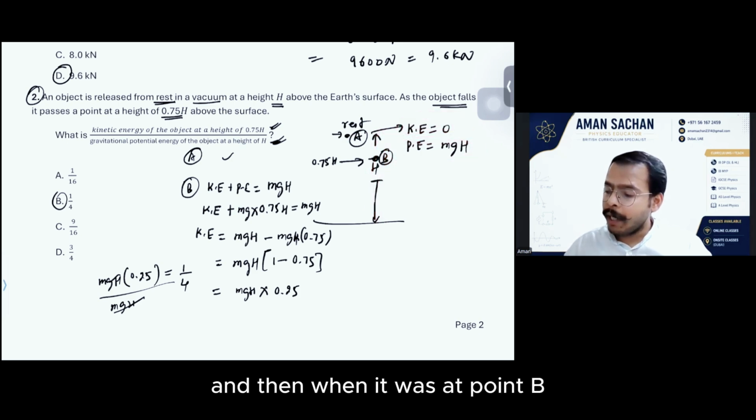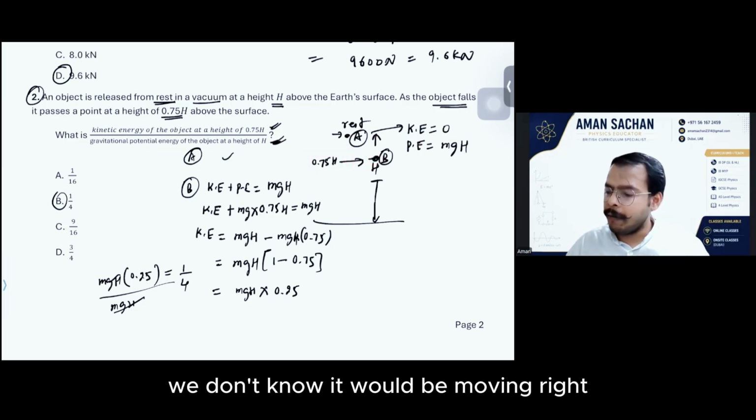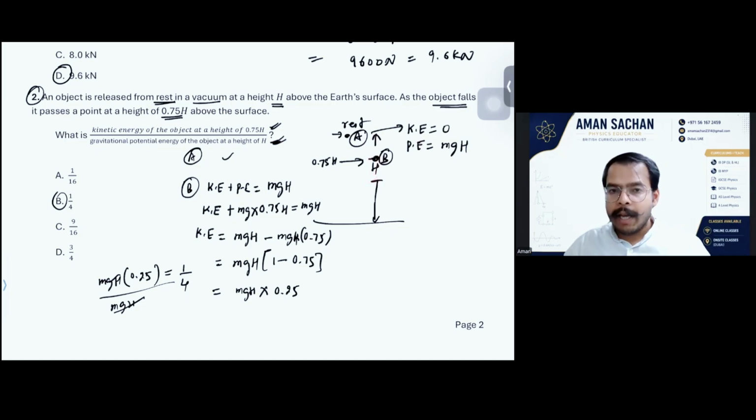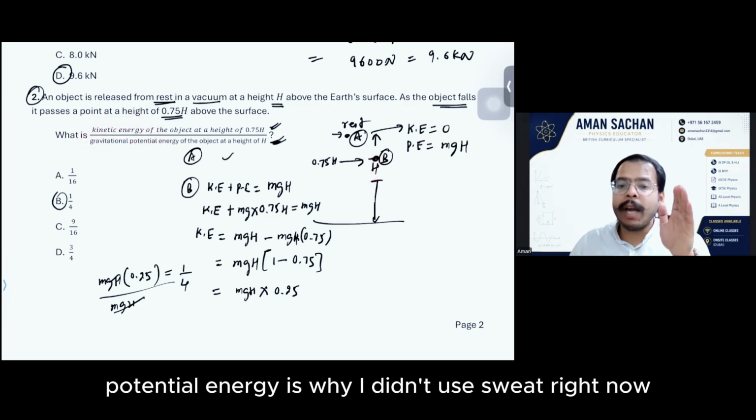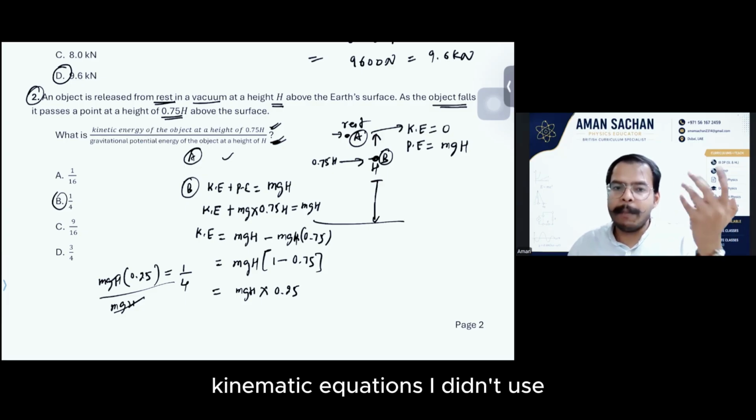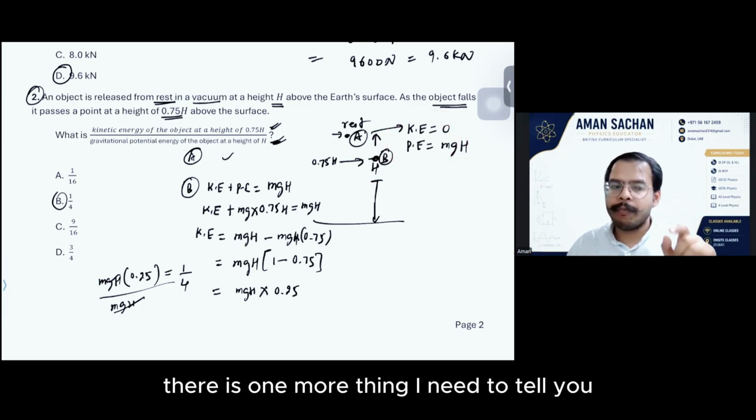And then when it was at point B, whose height is 0.75 h, it would be moving. We don't know. It would be moving, right? Let us look at the question. They are asking the kinetic energy and gravitational potential energy, which is why I didn't use kinematic equations right now. I used these things. There is one more thing I need to tell you.